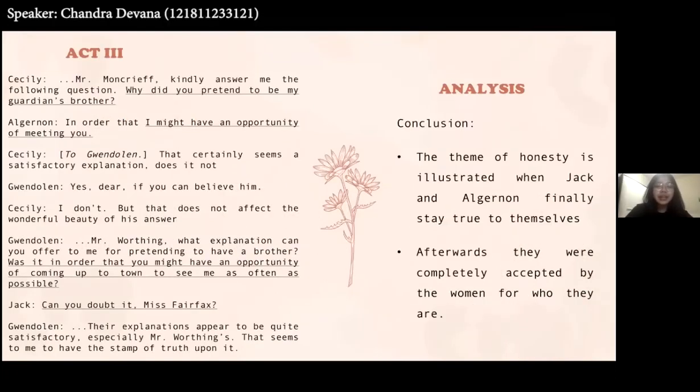So in Act 3, we will see the development of the theme here. On the left side, you will see the conversation. The theme in the conclusion is illustrated when Jack and Algernon finally stay true to themselves and their sincere feelings toward their lovers. It can be seen from the conversation on the left, the moment Jack and Algie finally confess their real intention of using the name Ernest. Afterwards, they were both completely accepted by the women, their lovers, for who they really are, regardless of their name.